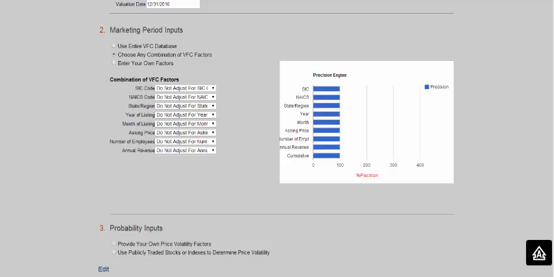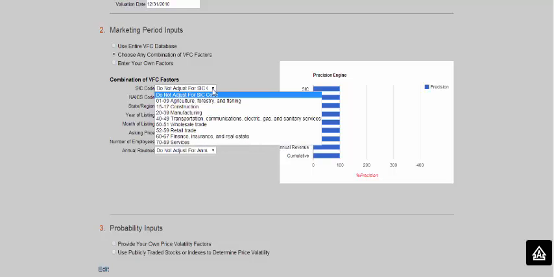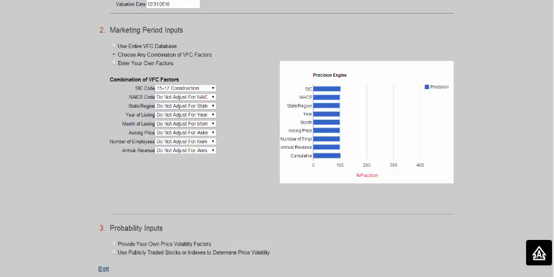Can Build is in the construction business, so I will make that SIC code selection. The marketing period probability distribution of construction businesses in the BizComps database currently has a precision factor of about 102. This is a tighter distribution than the entire BizComps population. Keep in mind that precision factors change as sale transactions are added to the BizComps database and VFC updates its marketing period metrics. Can Build is located in Missouri, so I will make that selection.